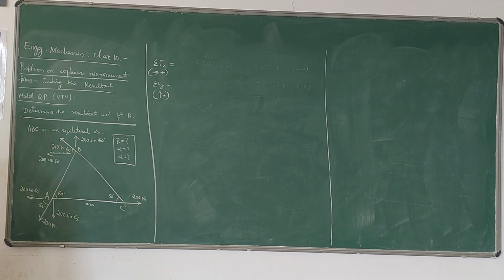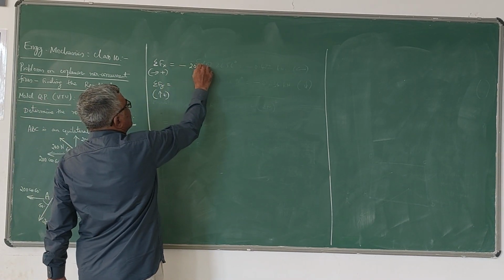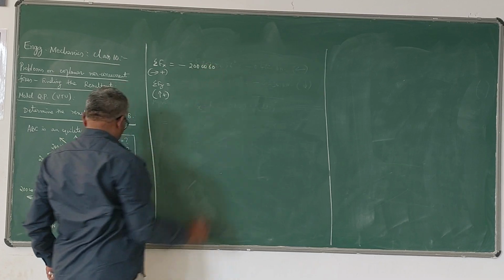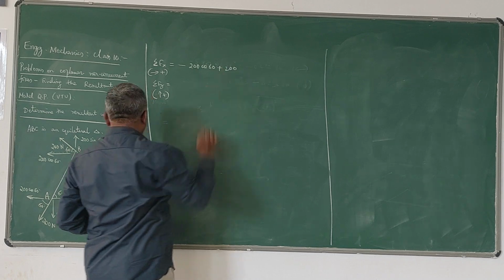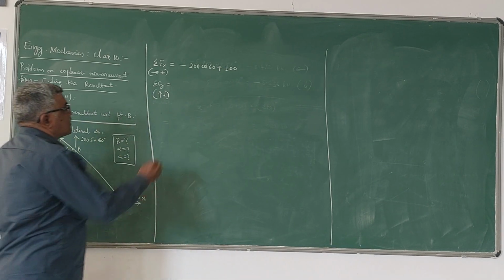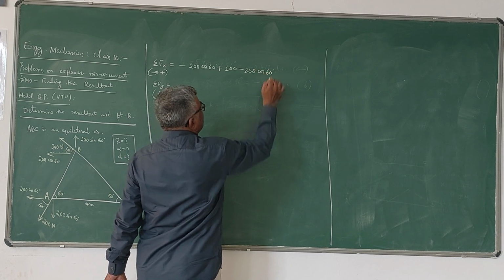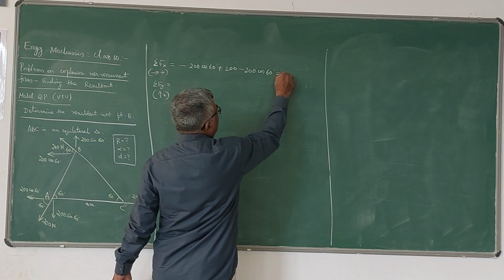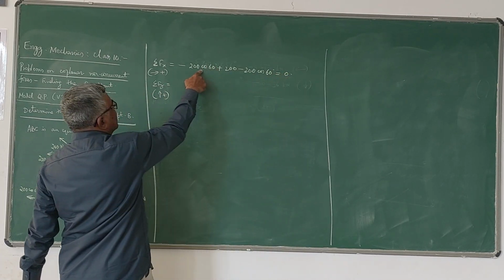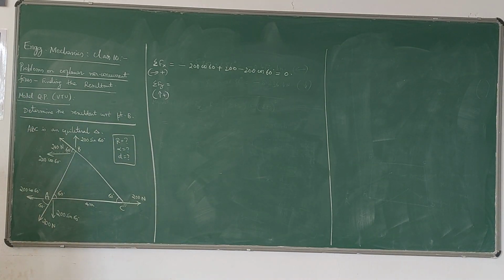Now if I take sigma Fx, this is negative because it is acting towards the left, minus 200 cos 60. This is plus 200, no resolution for that, and minus 200 cos 60. If you simplify this, cos 60 is half. This becomes 100, this becomes 100. Minus 100 plus 200 minus 100 is 0. So sigma Fx is 0.